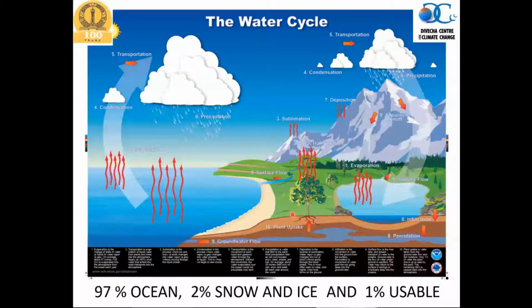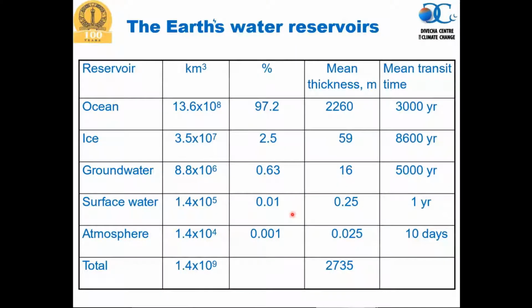This is a complex system by which water originates from the ocean and returns back to the ocean through various processes, and this is known as the water cycle. It is important for us to understand this. It is also important for us to understand what Earth's water reservoirs are. If you look into that, the ocean has around 97% of water stored in it.